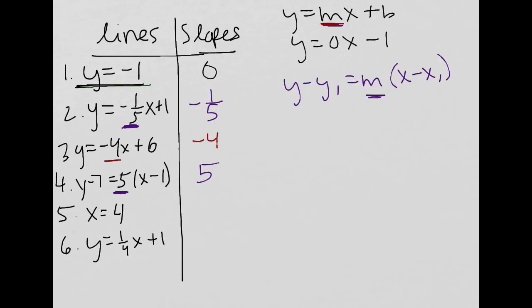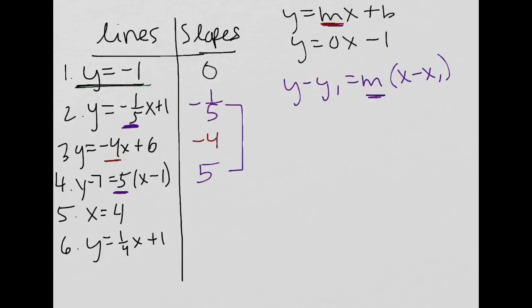Okay, so I'm hoping that we are seeing from there that these 2 lines are opposite reciprocals of each other. One is -1/5 and one is positive 5 over 1. So those lines 2 and 4 are actually perpendicular to each other.